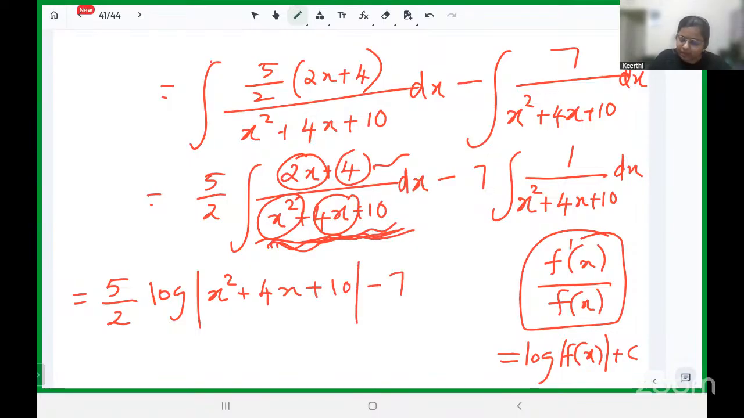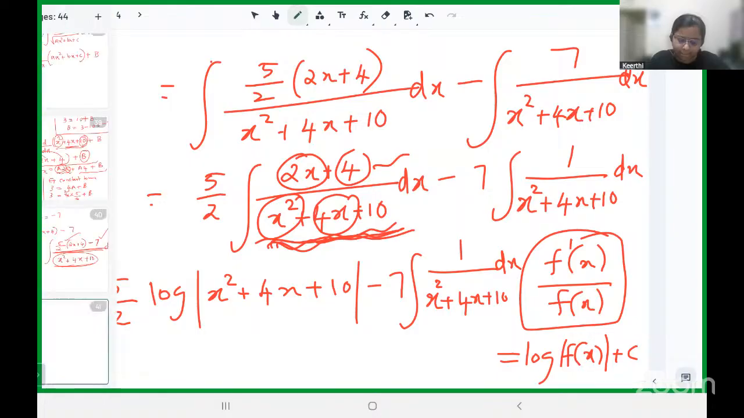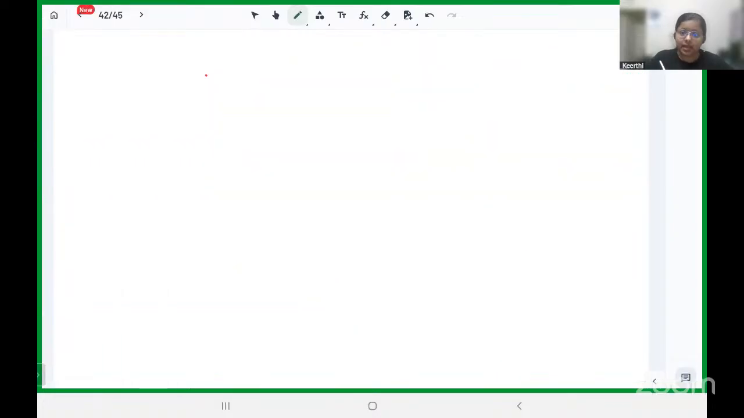The second one we have to apply, we have to change this first into type 7, then type 6, isn't it? So I'm taking the second part only, okay? That is integral 1 by x square plus 4x plus 10. I'm just solving this part only. So this is of the form type 7.